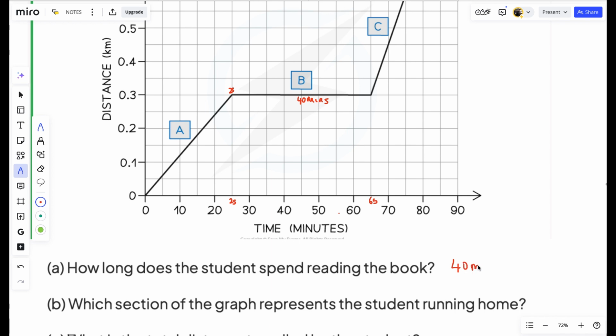So these 40 minutes, like I said, you can convert to seconds. If you want to change to seconds, you multiply by 60, you get 2,400.